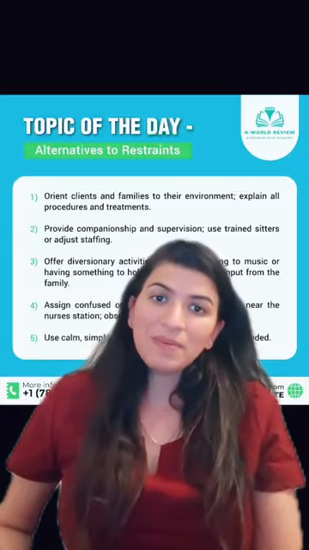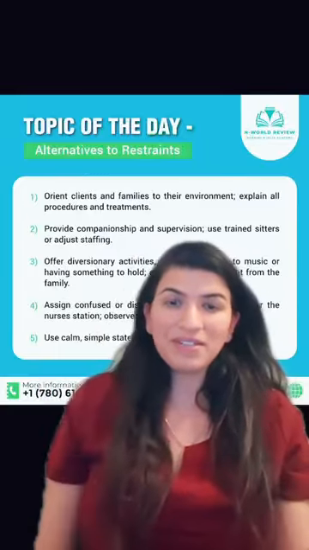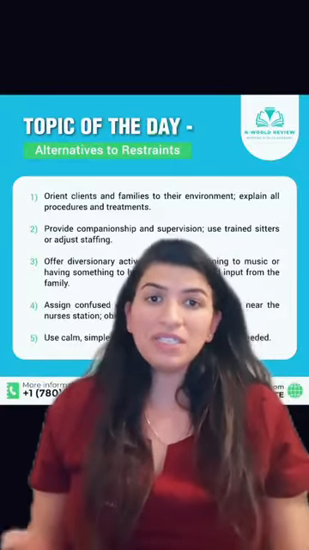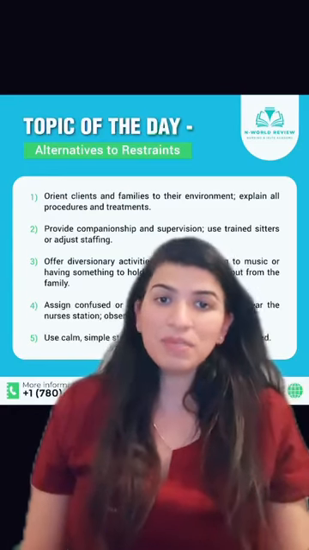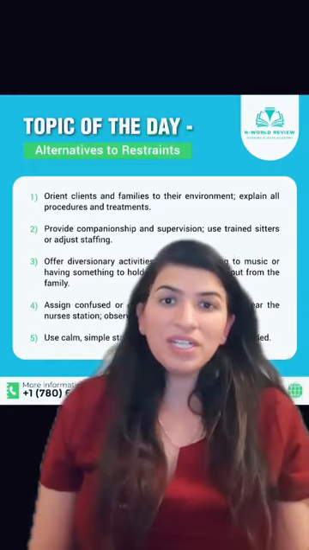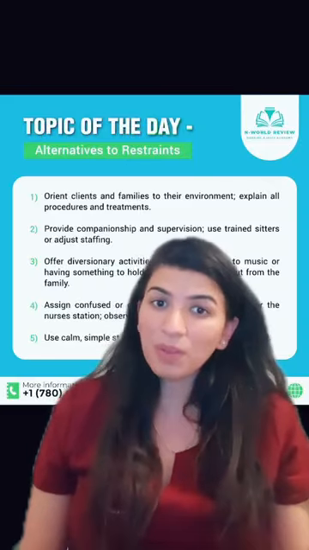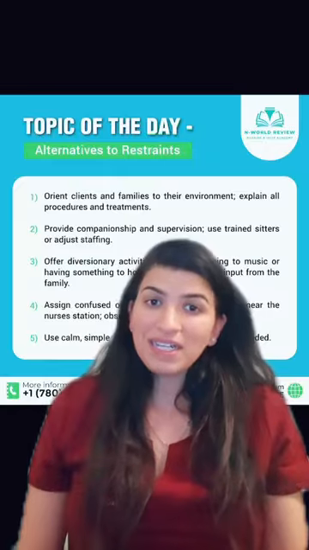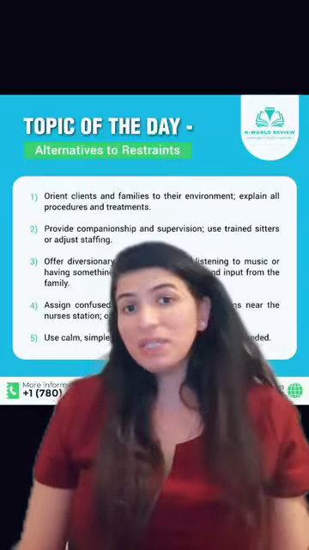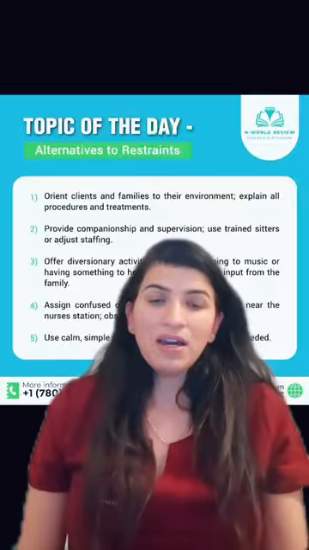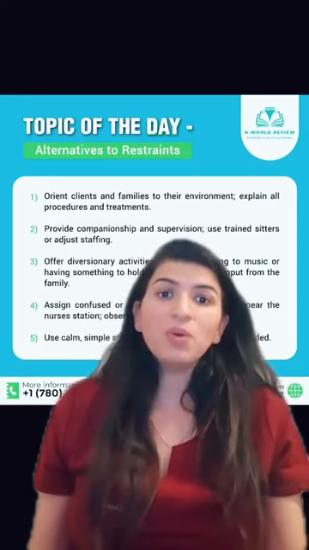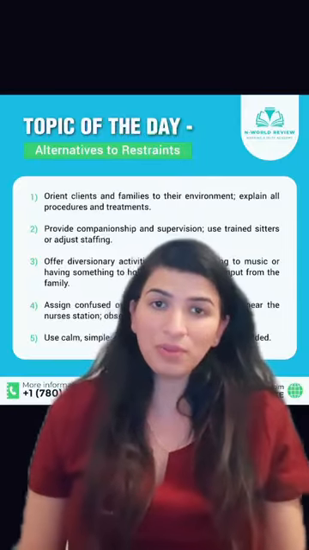Now let's talk about some of the alternatives to restraint. As you can see at the back of my screen, I only put 5 points in here, but just so you know, there are more alternative options which we can do as well. I'll try to cover some more alternative options at the very end, but let's talk about the first one. The first one is the orientation of the client and the family to the environment, explaining all the procedures and the treatment. It's always a good idea to orient the client or the family member frequently, because sometimes we think the patient is confused, so let's just do the restraint on the floor. But before we go for the restraint, it's a good idea to make sure that the person knows everything about it and does not feel confused on the floor.